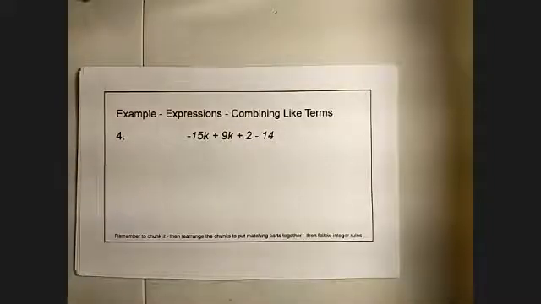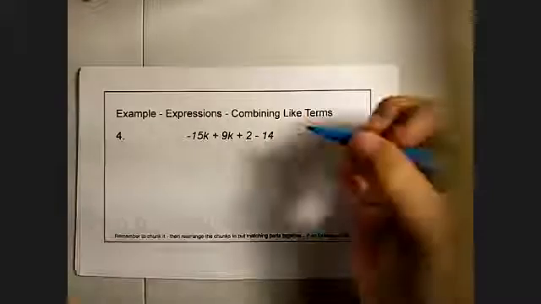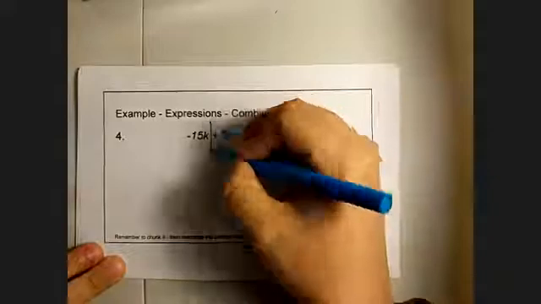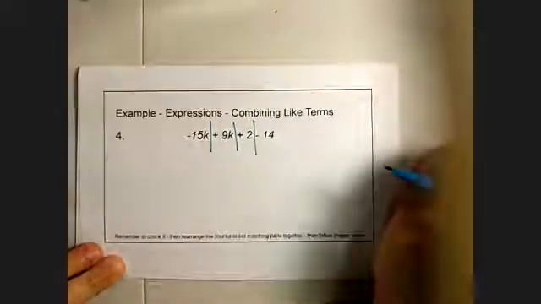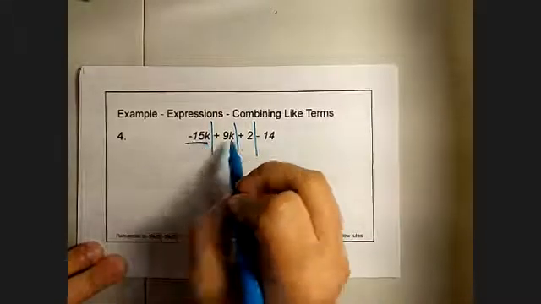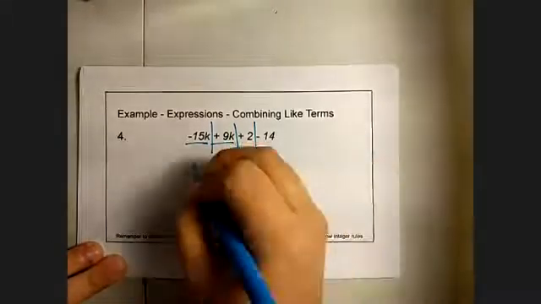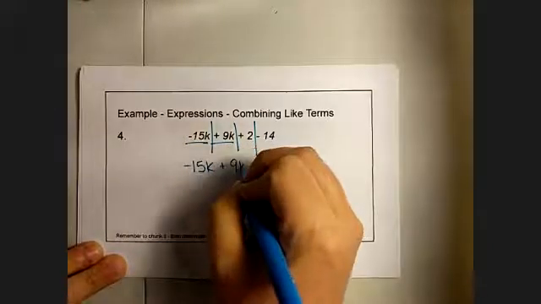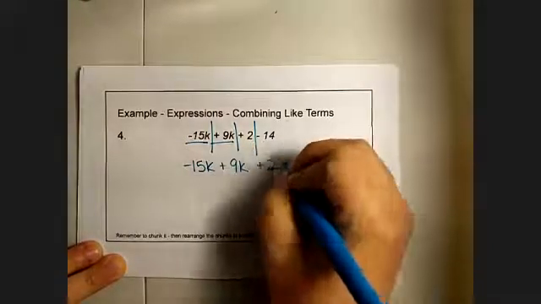Now let's introduce some negatives here to this, okay? Make this a little more complicated. So what we're going to do is we're going to chunk this first. So there's a chunk, and there's a chunk. And now what we're going to see is these two chunks are actually right beside each other, which is quite handy. So this is negative 15K plus 9K plus 2 minus 14.